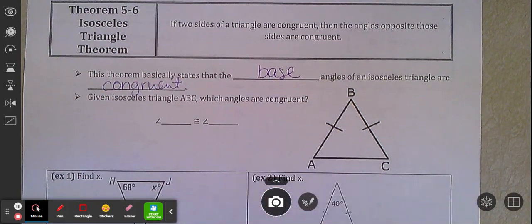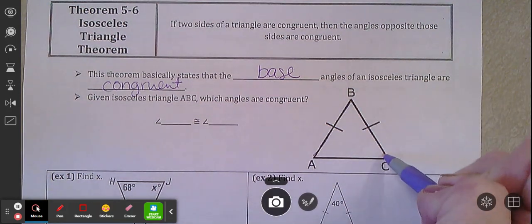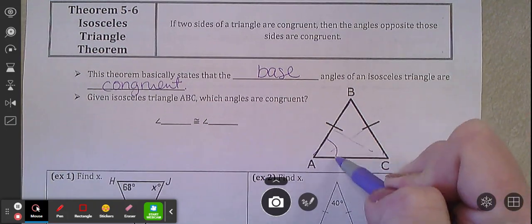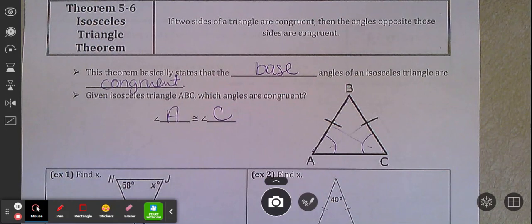If we have this triangle here, given isosceles triangle ABC, which angles are congruent? If these are the legs, the angles opposite the legs would be A and C. So we can say angle A is congruent to angle C. We would use this theorem to solve problems with and without algebra.